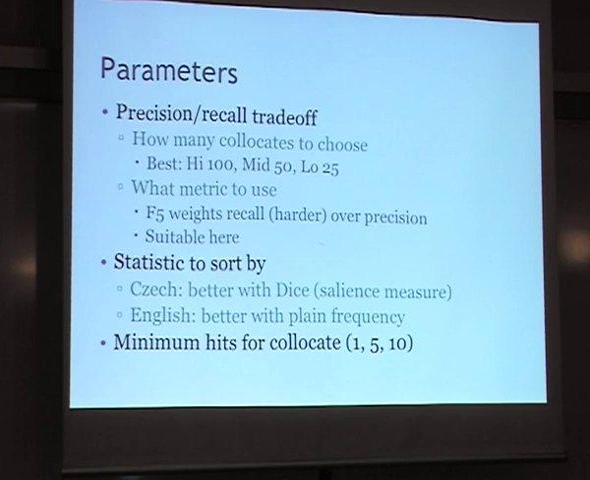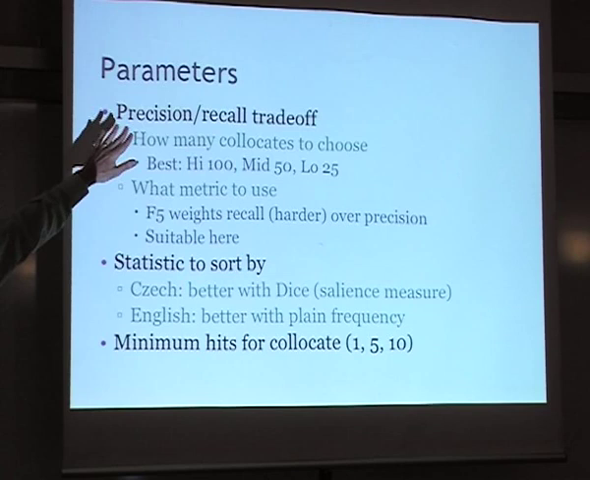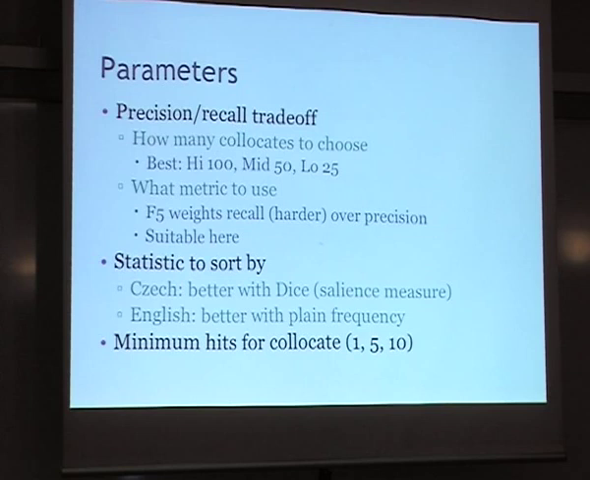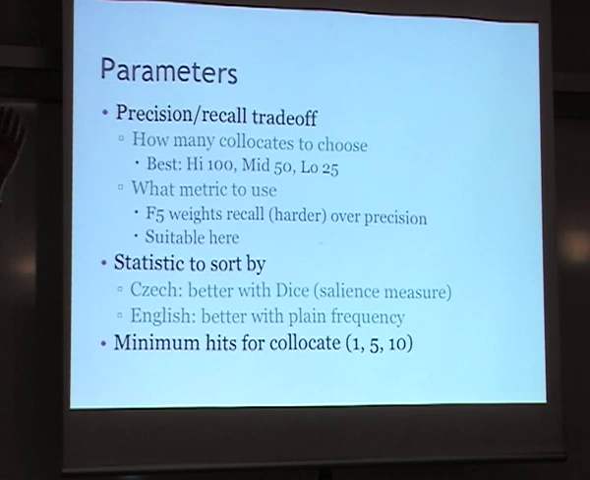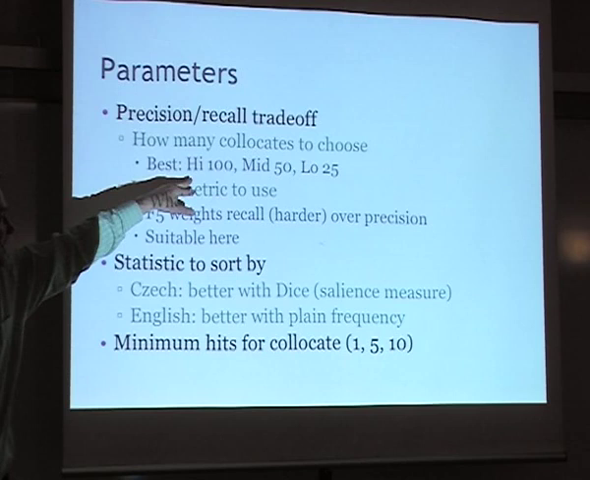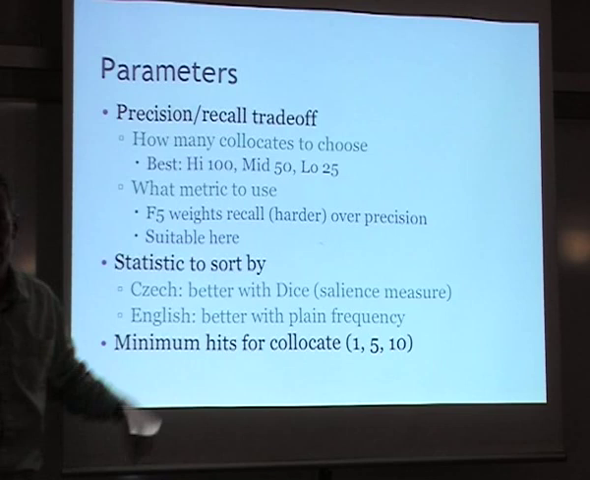As always, running language technology experiments, there are lots of parameters as you try and work out the best way to do this. A lot of the parameters are centered around the precision recall trade-off. So now we can get the system to give us a list of candidates and we can evaluate them against the gold standard. So one question is, how long should that list be that we evaluate against the gold standard? And usually the best parameter settings there seem like it was for the high frequency words 100 and for the mid frequency words 50 and for the low frequency words 25, but there were other options as well.